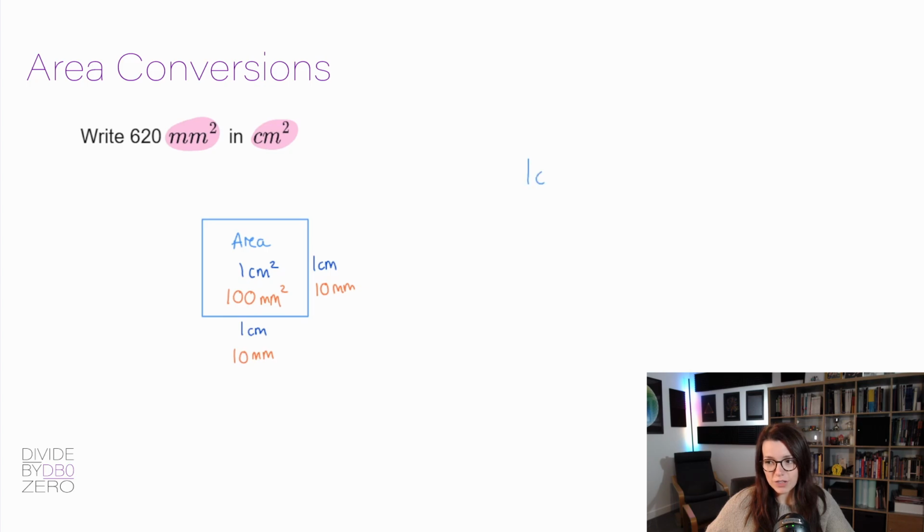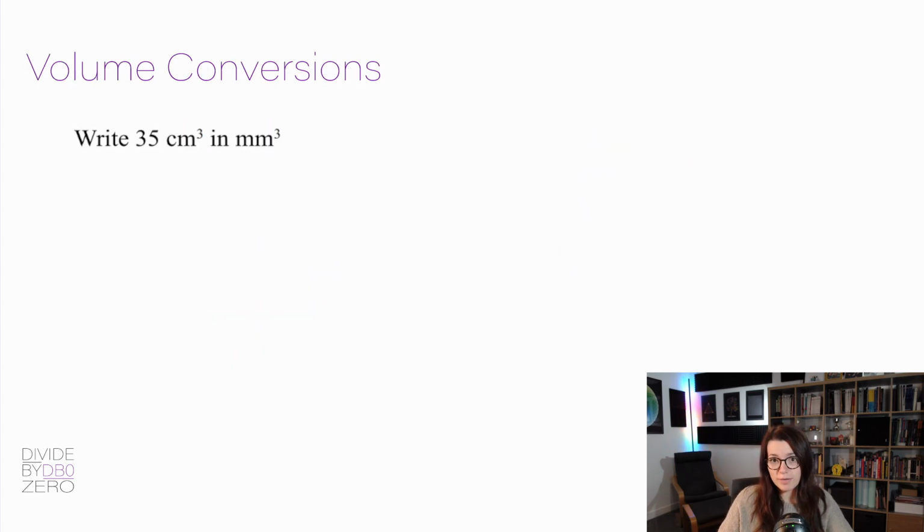Now we have our conversion. 1 centimeter squared equals 100 millimeters squared. We think about how to go from millimeters squared to centimeters squared. That looks like we need to divide by 100. So now we can answer the question. 620 millimeters squared into centimeters squared. We divide 620 by 100, and that gives us 6.2 centimeters squared for the answer. Let's move on to volume conversions now.